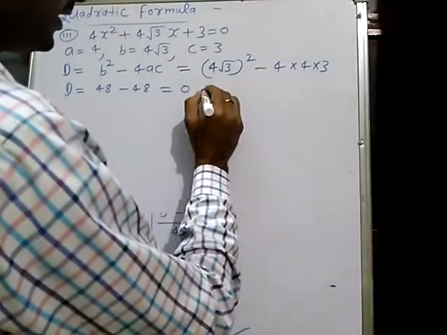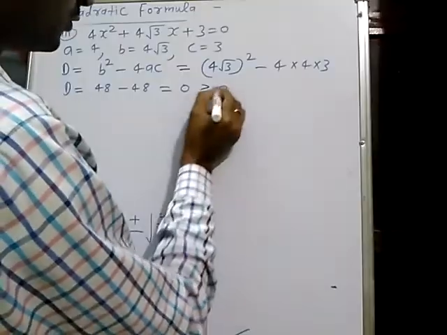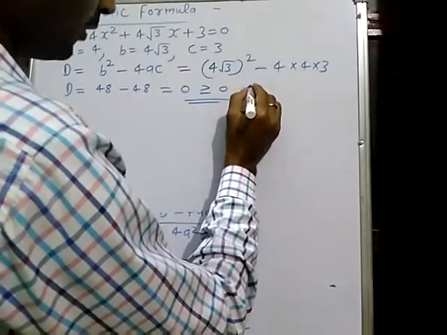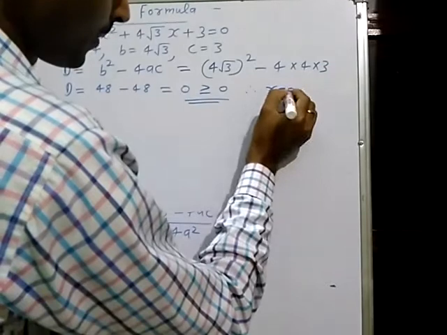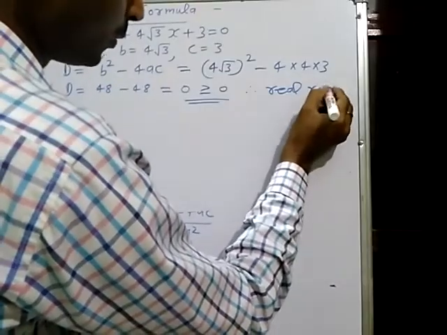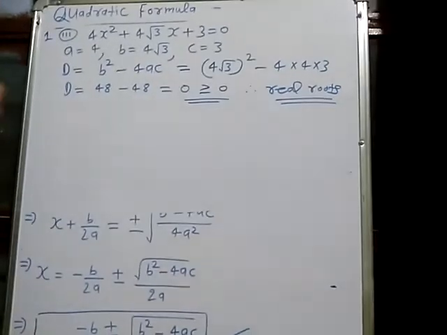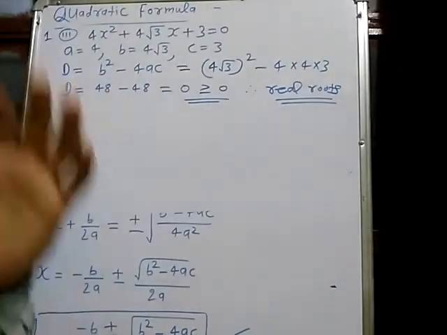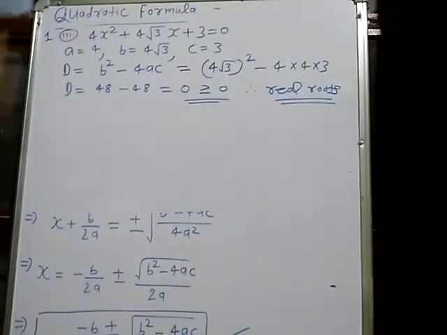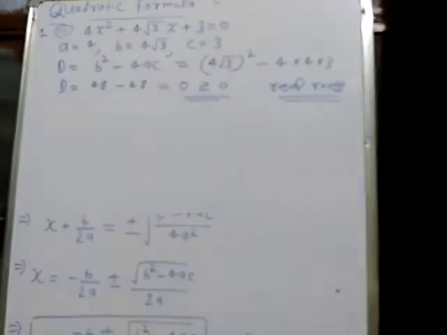As I have explained, D must be greater than or equal to 0. So we are getting that. Therefore, it has real roots. So the equation has real roots. And students, afterwards I will explain, if D is equal to 0, then the roots are real and equal. So it has real and equal roots. We can verify here how you can get that.